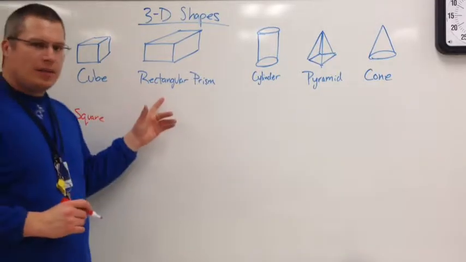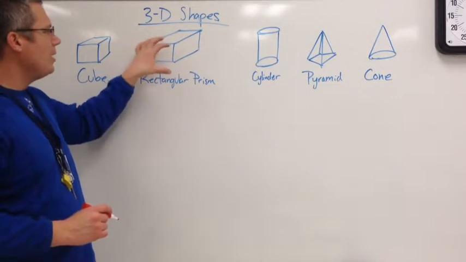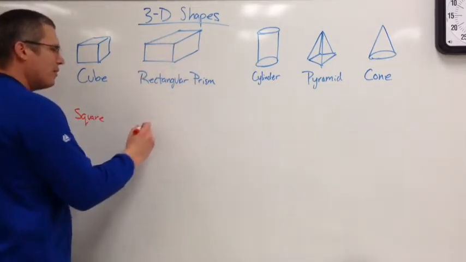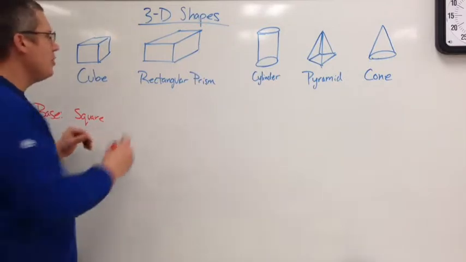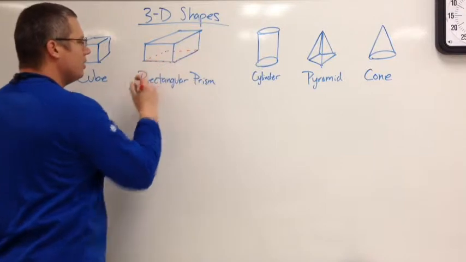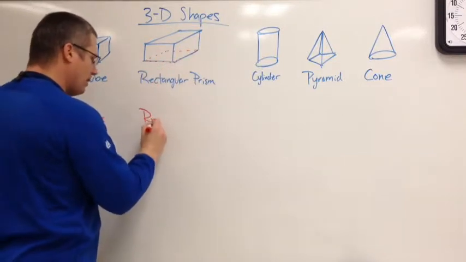Next up, a rectangular prism. Rectangular on both sides, has a length, a width, and a height. What would the base of that look like? So you have to imagine this object laid down. What would the bottom shape be? Bottom shape would be a rectangle.